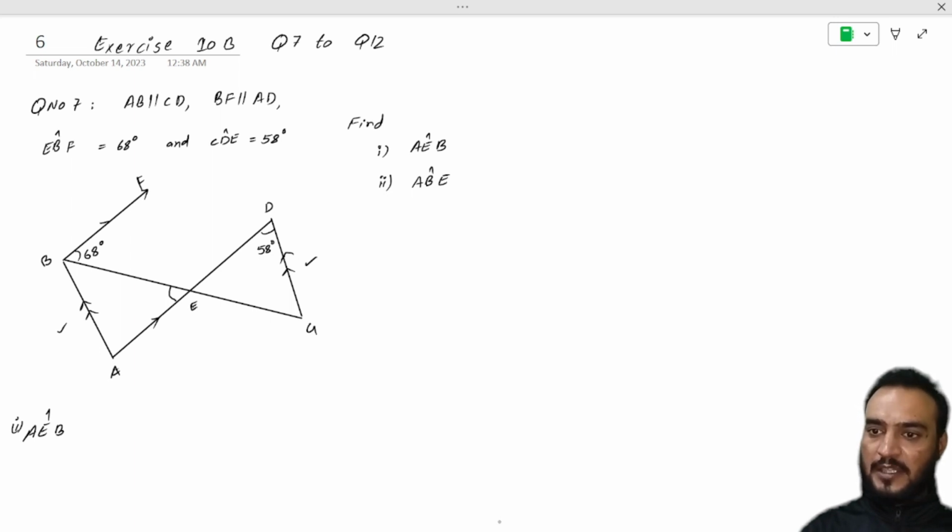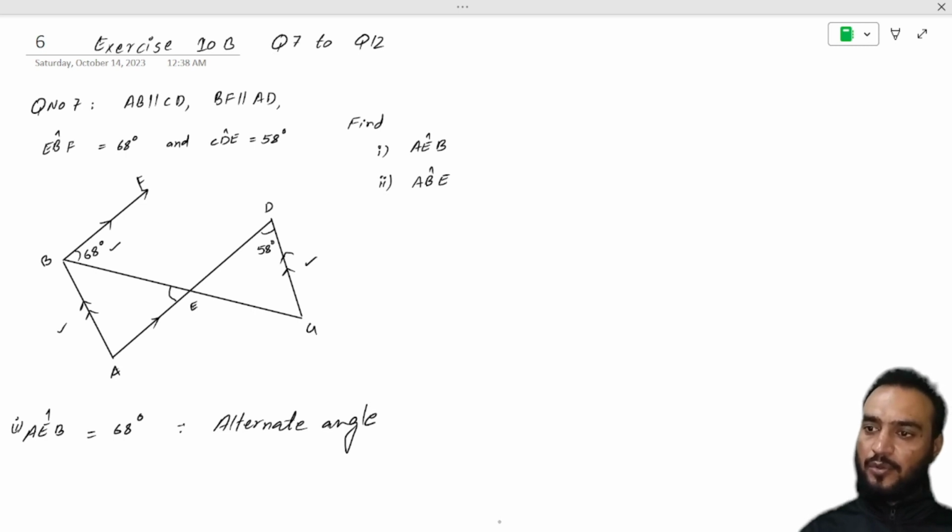And you can see this line and line AD are parallel to each other. So the angle at E is alternate to the angle 68 because of these two parallel lines. So angle AEB is equal to 68 degrees, because these are alternate angles.